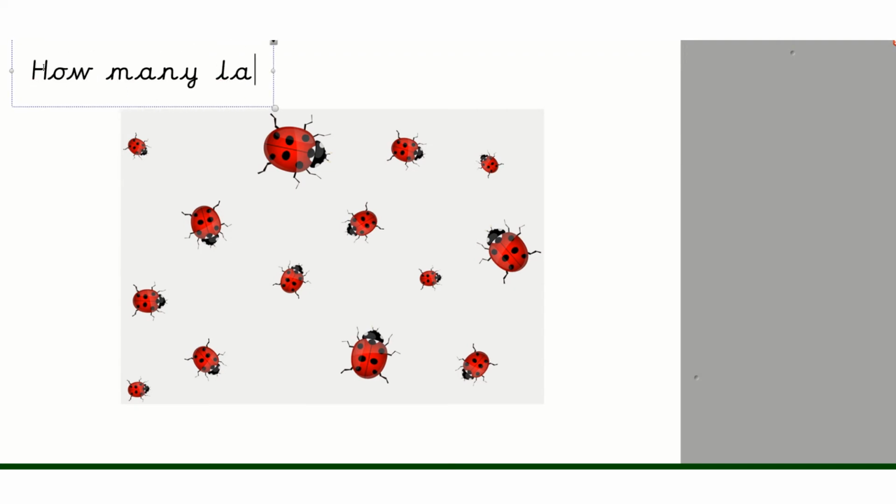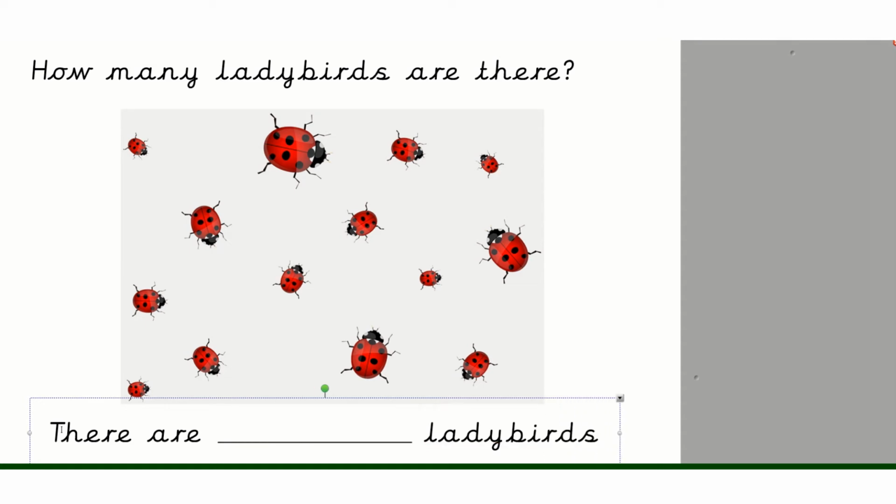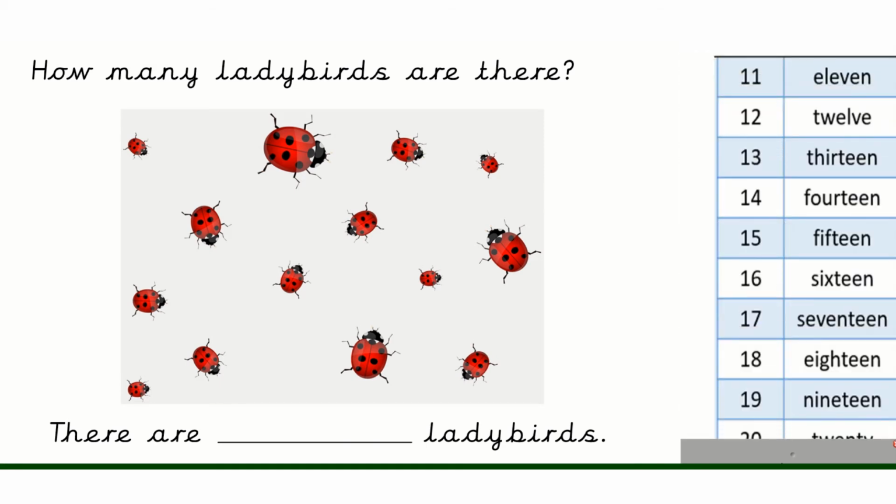Okay, so if the question was this, how many ladybirds, and ladybirds is all one word, it's 2 words stuck together, how many ladybirds are there? My question mark. And then I would like you to write there are, and the number we counted, ladybirds, with a full stop at the end. If you've forgotten how many, then count them again now. You can pause the video and take a little look at the spellings and find that number word.